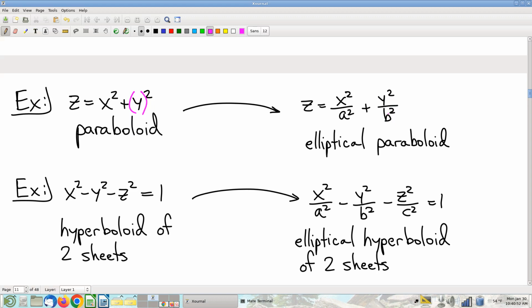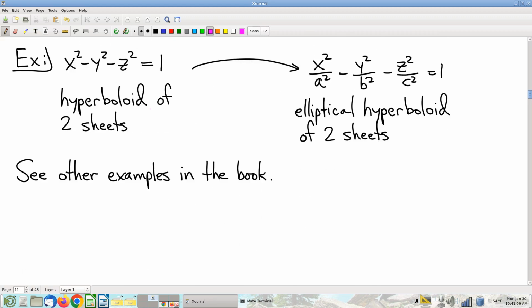So if a and b were the same value, would it still maintain like that value? Yeah, that's right. If a and b were the same value, then you'd be stretching by the same factor in both directions, and then coincidentally it would still be circular. That's right. Yeah. Anybody else? Okay. All right, a few other examples in the book to take a look at.